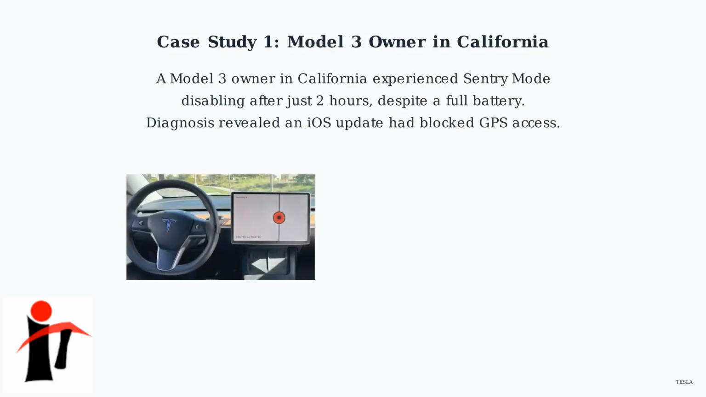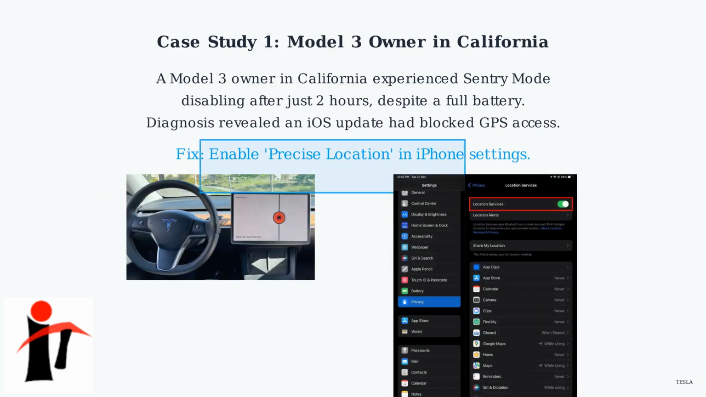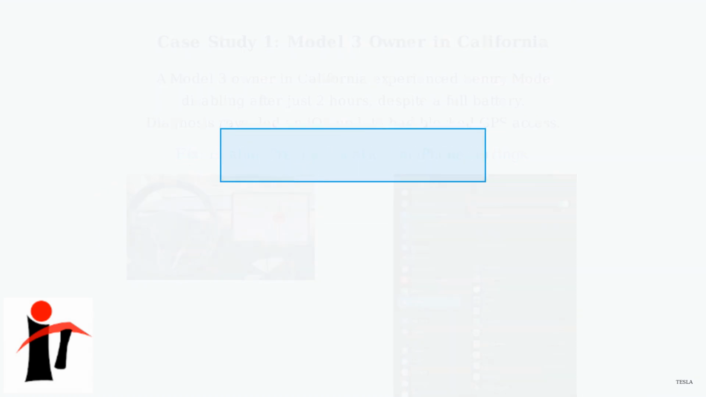Let's look at some real-world examples to illustrate common Sentry Mode issues and their solutions. In one case, a Model 3 owner in California found Sentry Mode disabling after 2 hours despite a full battery. The issue was traced to an iOS update blocking GPS access, preventing location-based activation. The fix was simple: enabling precise location in iPhone settings to restore GPS permissions.